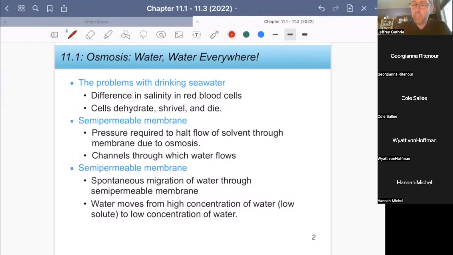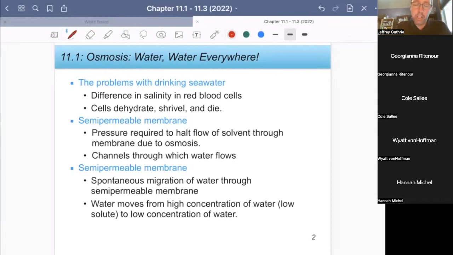And what happens when you drink the salt water is that, because the salt water has a higher concentration of salt in it than your blood cells do, basically your blood cells kind of shrivel up. Okay, and this has to do with the process of osmosis.